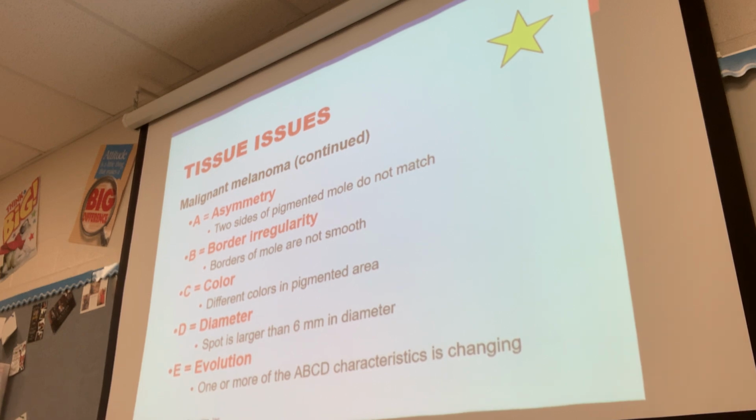The diameter should be small. If the mole gets really large, again, that's a time to be concerned. And evolution means that it's going to change over time. If any of those other characteristics change, if the color changes, if the border becomes irregular, any of that, then that's an indication that it could be melanoma.